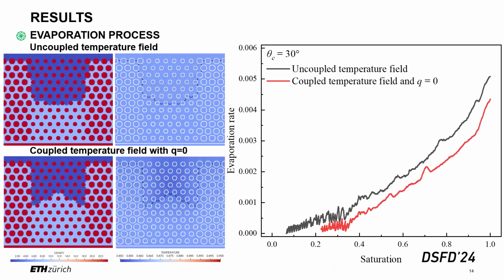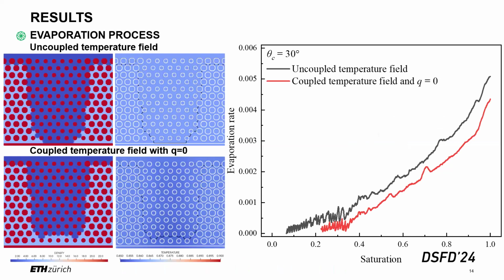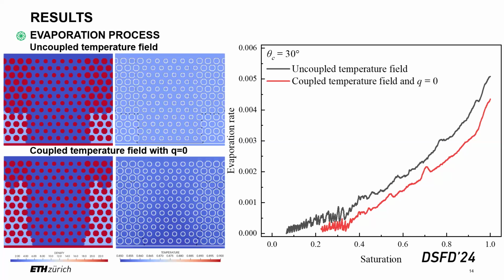Firstly, we compared the evaporation with coupled temperature field and uncoupled temperature field. From this video, we can find the evaporation processes are similar to each other. But comparing the evaporation rate, we can find the evaporation rate with uncoupled temperature field is obviously higher than with the coupled temperature field.